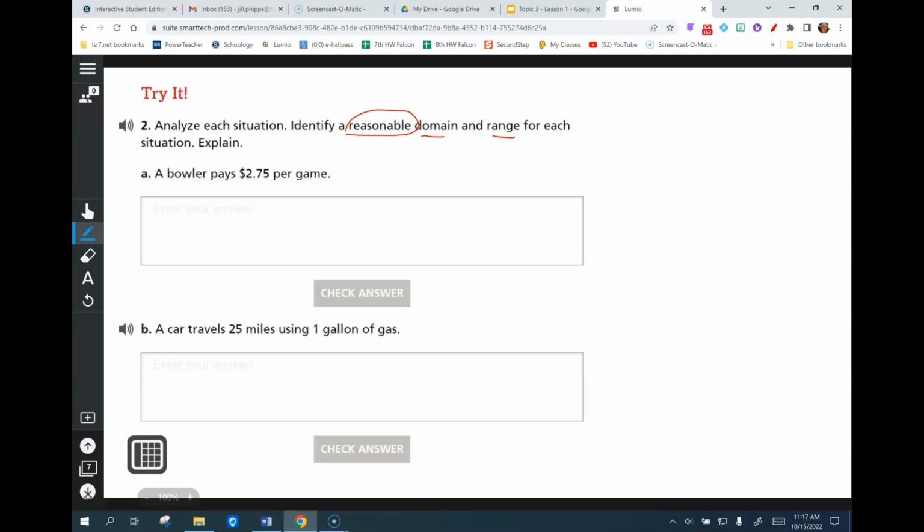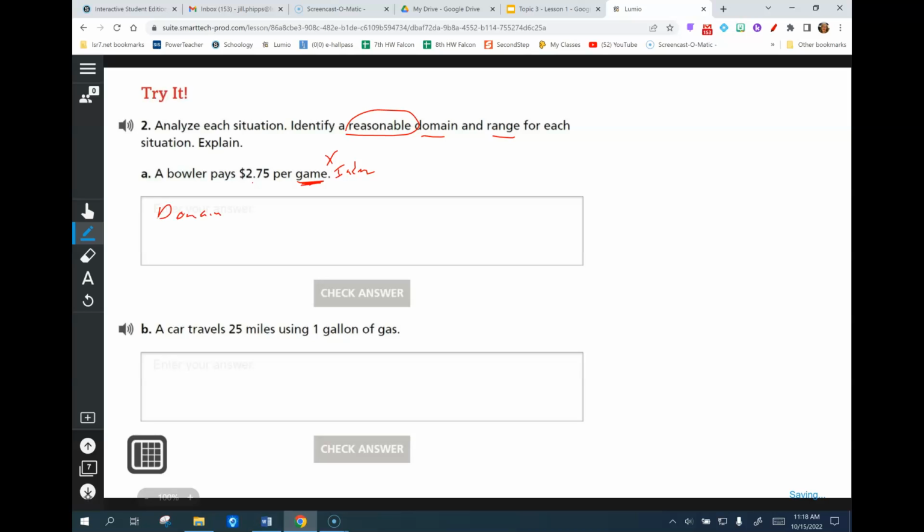So we have the first situation. A bowler pays $2.75 per game. Okay, which one depends on what? Does the cost depend on the game or the game depend on the cost? Well, actually the game will determine the cost. So the game is the X value. It is the independent variable. Okay, and that's going to be our domain.